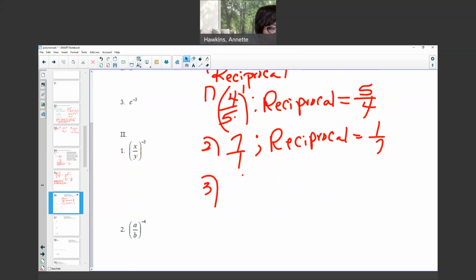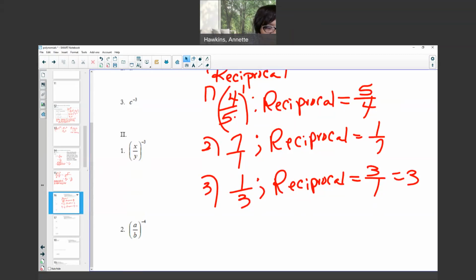Let's say that we have 1/3. The reciprocal would be 3/1, which is 3. Okay, so reciprocal means that we're going to flip this. So let's take a look at these.